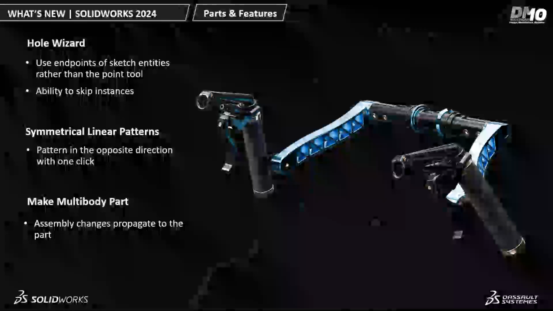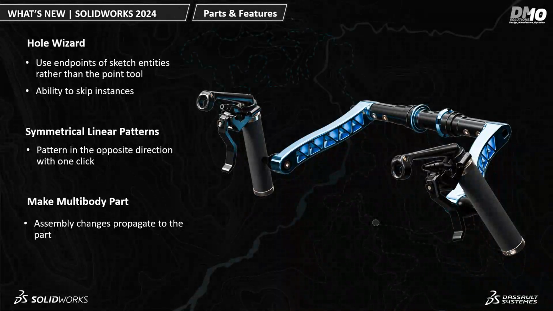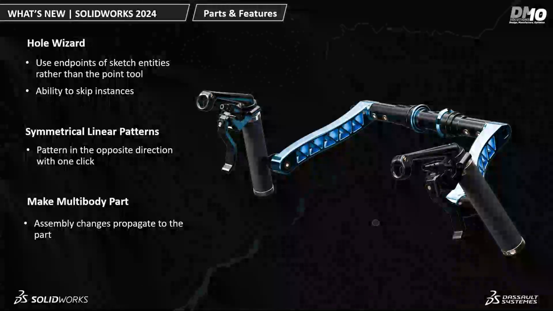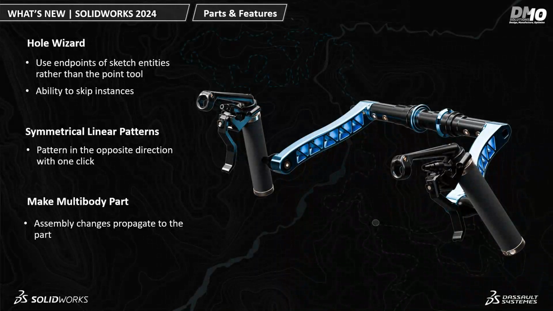Linear pattern got a new feature where you can pattern in the opposite direction, which means you can pattern to both sides from a single point. Another cool feature in 2024 is to make a multi-body part from an assembly, which is a really easy tool which converts an entire assembly into a multi-body part, and that is always linked to the parent assembly.